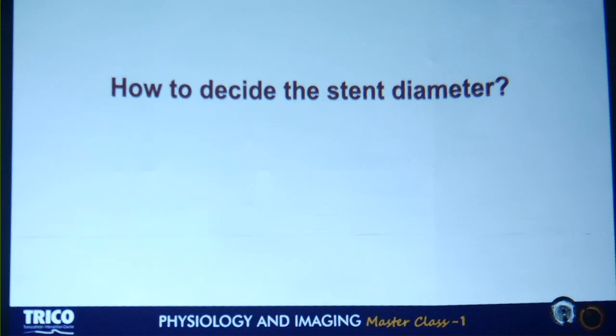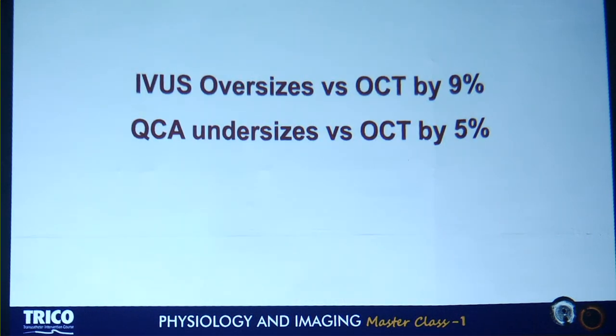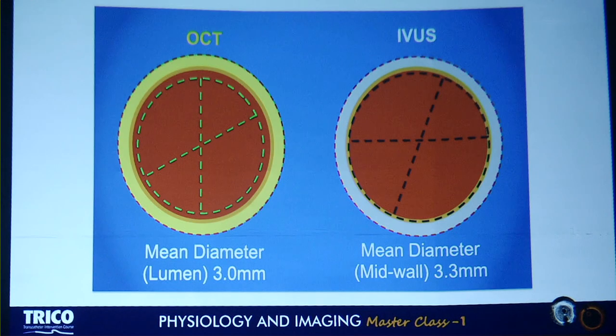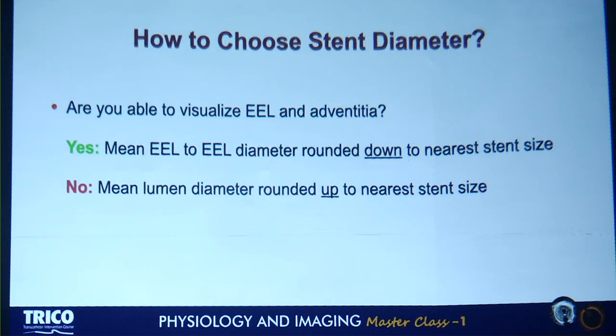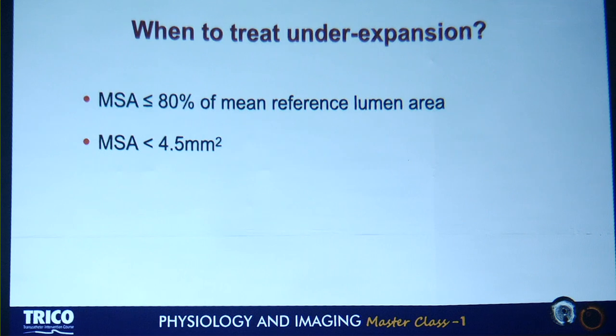How to decide the stent diameter, already discussed, and I'm not going into detail. IVUS oversizes versus OCT by 9% and QCA undersizes by 5%. Again, Professor Akasaka's work, OCT lumen versus IVUS EEL or mid-wall. Samir has already discussed this, so not going into detail. How to choose: if the stent is expanding the lumen, holding the lesion close to or greater than the normal reference segment, the stent is expanded.